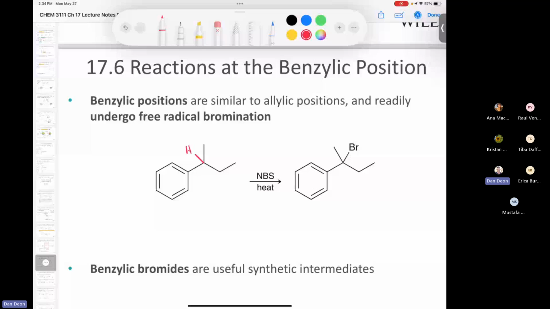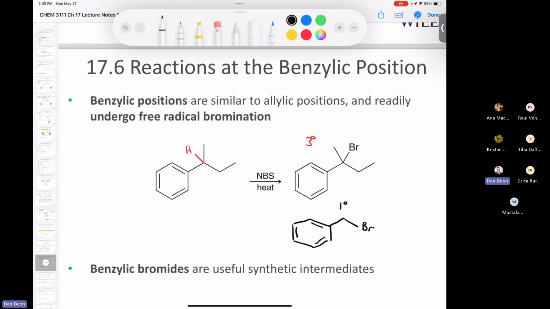And it turns out that benzylic bromides, whether it's tertiary like this one, or if it's primary, so let's say you had something like this, son of a gun, that's the ugliest aromatic ring I've ever seen in my life. If you have something that's primary, like this, like that, still not much better.